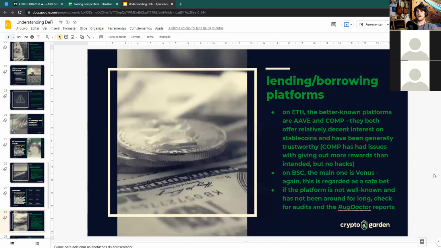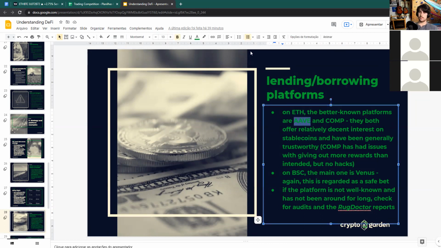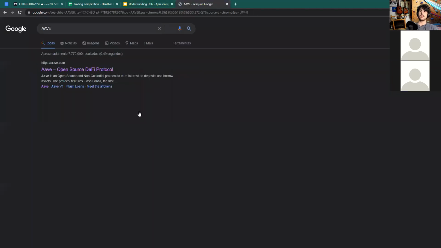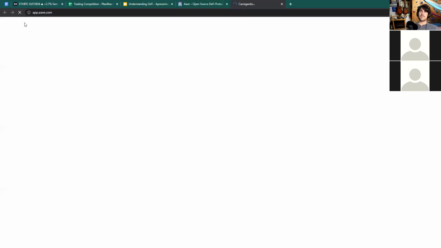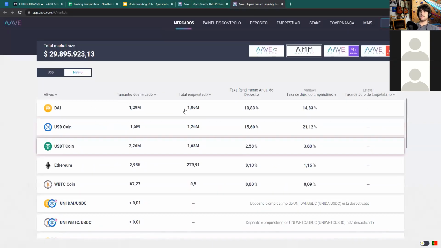Okay. Now let's see a little bit of those lending and borrowing platforms. As I've told, sometimes we have Aave. For example, let's search Aave. So here it is, and it's in Portuguese, and I cannot change it. I tried to change it earlier, so it would be easier for you guys to understand. But here is Aave, and here it tells you, for example, on DAI, you can receive 10% APY just by depositing it. On USDC, it's 15%.